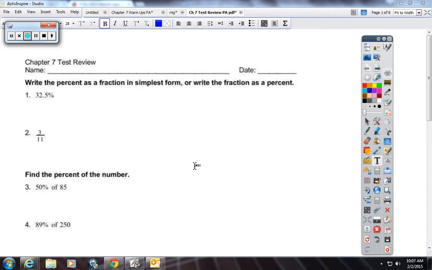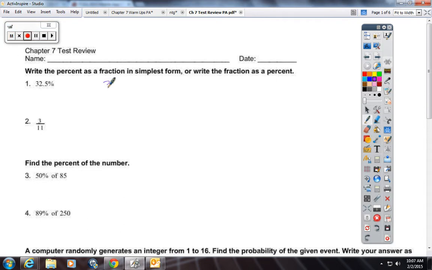Number 1 and 2 on this, if they say if you're given a percent, write it as a fraction. If you're given a fraction, write it as a percent. So we've got 32.5%. How do we make it a fraction? Drop the percent sign and put it over 100.